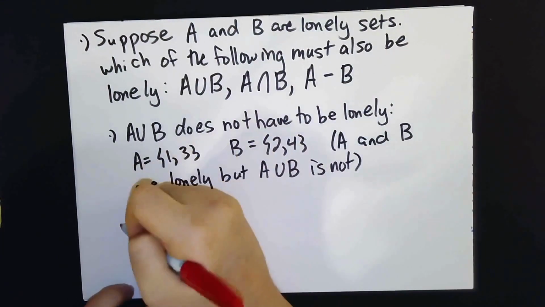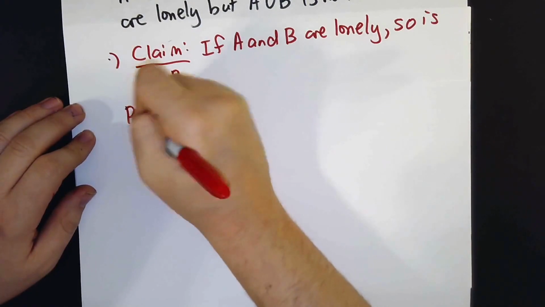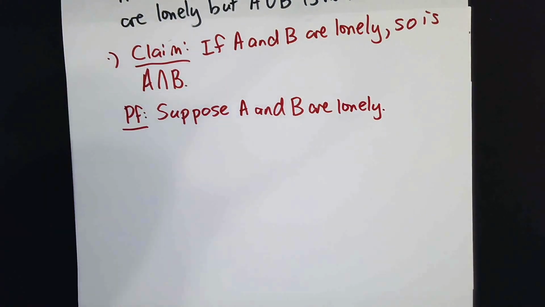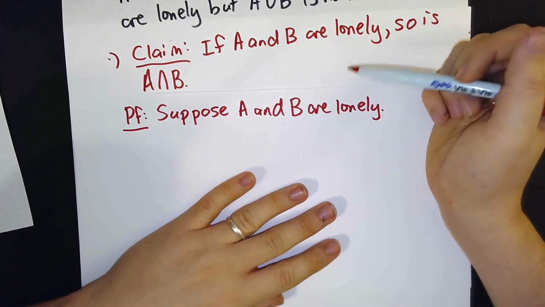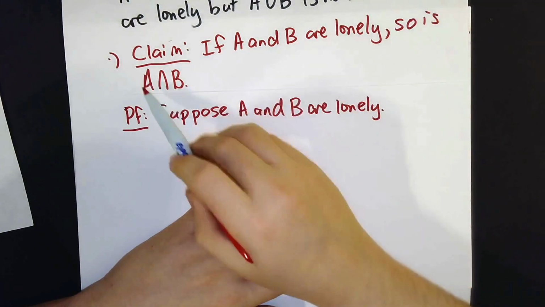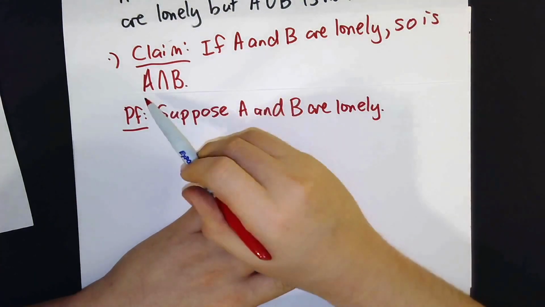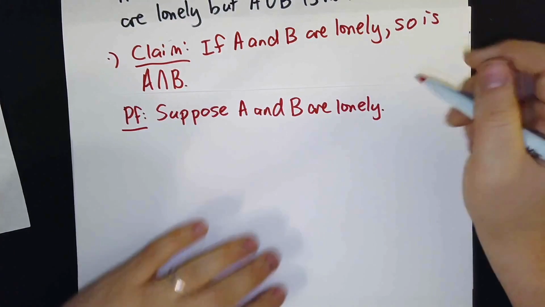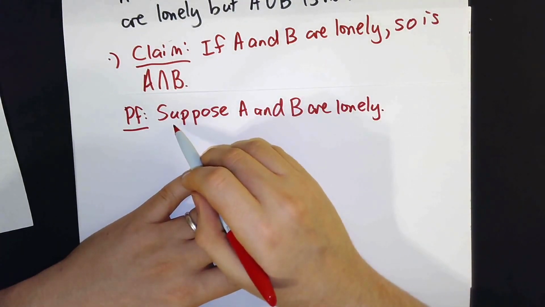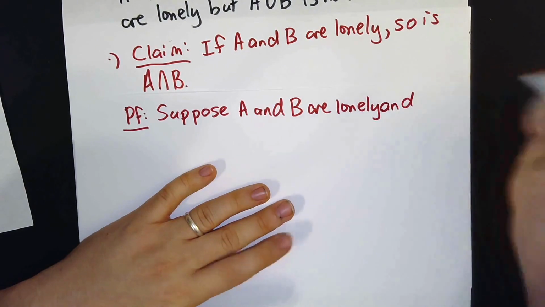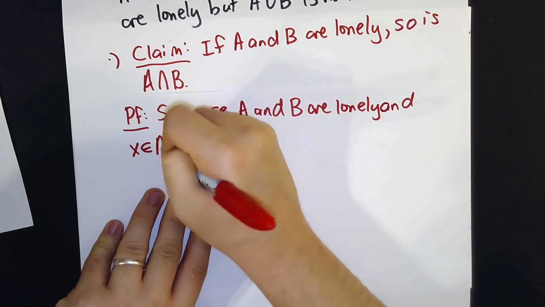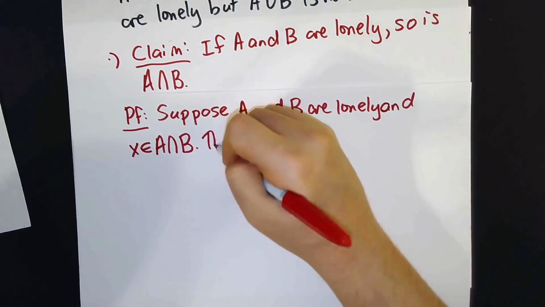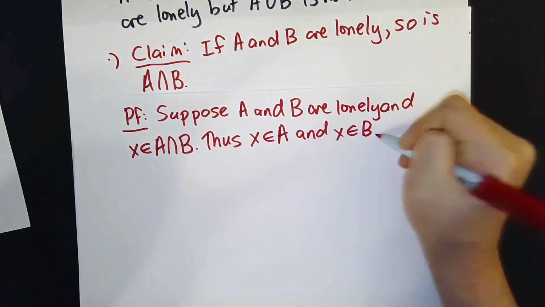So let's prove that A intersect B has to be lonely. Okay, so to start, I'm going to suppose that A and B are lonely. Remember, being lonely itself is an if-then statement. So when I want to show that A intersect B is lonely, I need to show that if I have an element X of A intersect B, that X plus 1 is not an element of A intersect B. So really, to start with here, I want to suppose A and B are lonely, and X is an element of A intersect B. Now, immediately I'll note, what does X is in A intersect B mean? That means X is in A, and X is in B.